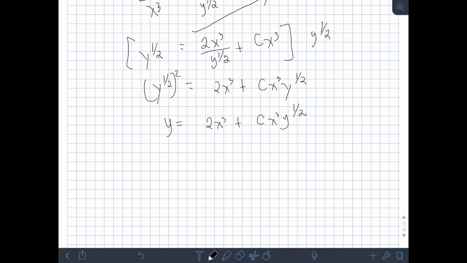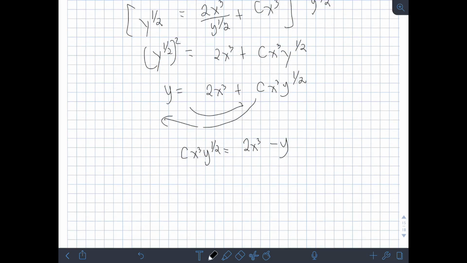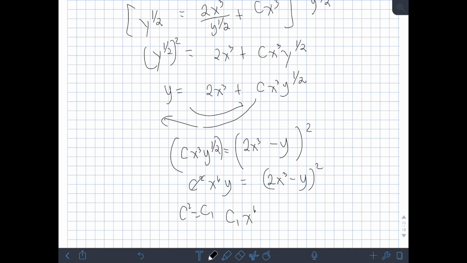And then, transpose ko kaya ito dito tapos dito. Cx cubed y raised to 1 half equals 2x cubed minus y. And then, square natin both sides. So, we have c squared x to the 6th y equals 2x cubed minus y quantity squared. And then, itong c squared, gawin na lang nating single c sub 1. So, c sub 1 x to the 6th y is equal to 2x cubed minus y squared. So, therefore, this is the final answer.